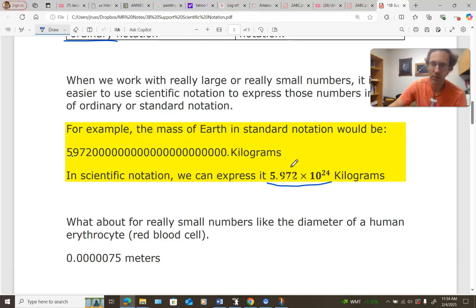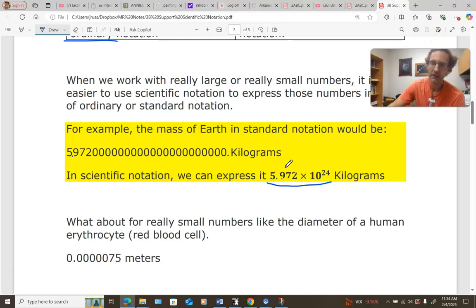So when I move the decimal right here, it makes it between 1 and 10. This becomes 5.972. And then you multiply by a power of 10. That power of 10 depends on how many places you had to move this decimal point. You could count them all up, but I would have to move it 24 places to get it over here between the 5 and the 9. So that's why this power is 24.